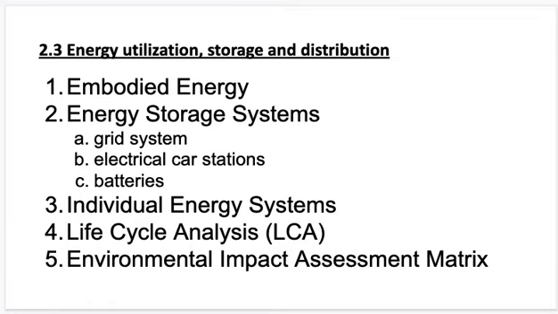Back again, 2.3. So we just talked about embodied energy, energy storage systems, and individual energy systems. The next up is life cycle and environmental impact matrix. So you're going to use these two tools to evaluate systems or products.